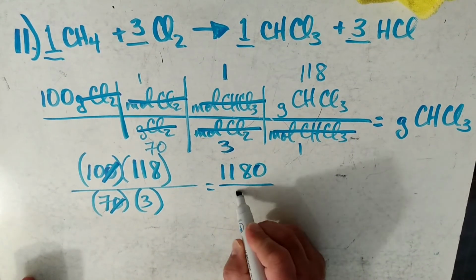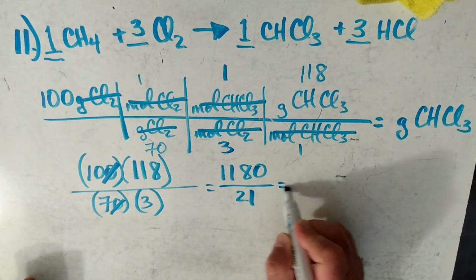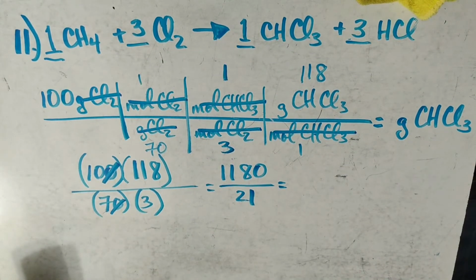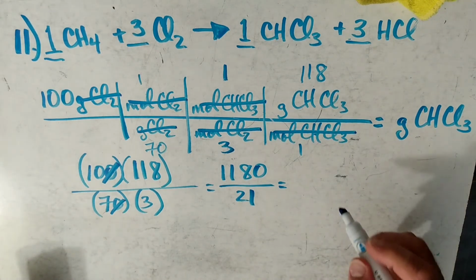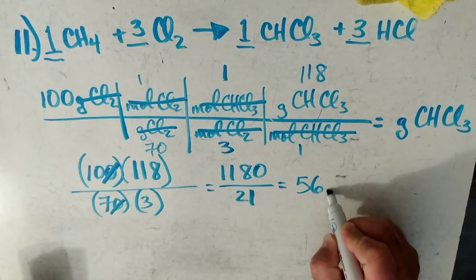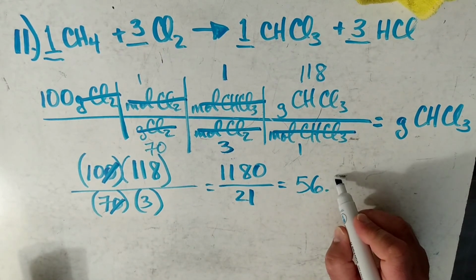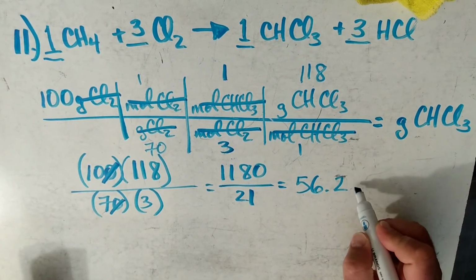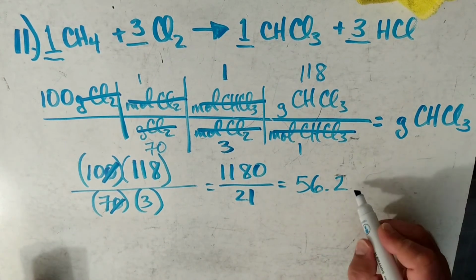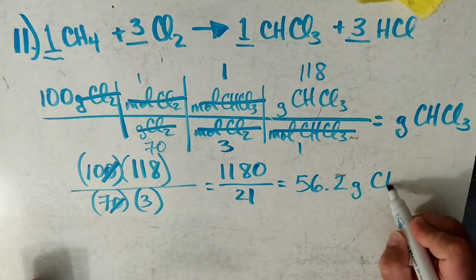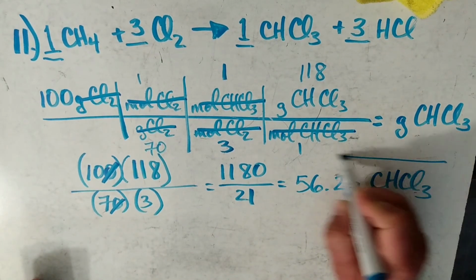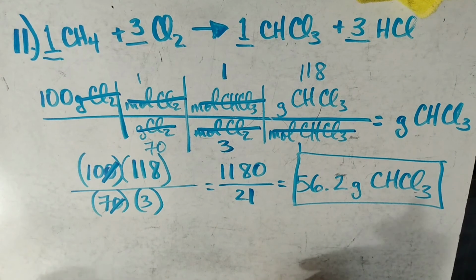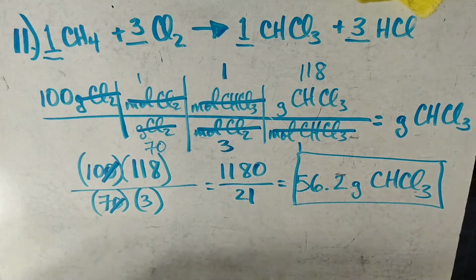1,180 divided by 21. And so you will need your calculator for this. So you're going to go ahead and plug in 1,180 divided by 21 equals, and we end up getting 56 point, we're going to round it. It's 19, but we're going to go ahead and round it, 56.2 grams of CHCl3. Box our answer, and that is the process that you need to be going through with problem number 11.